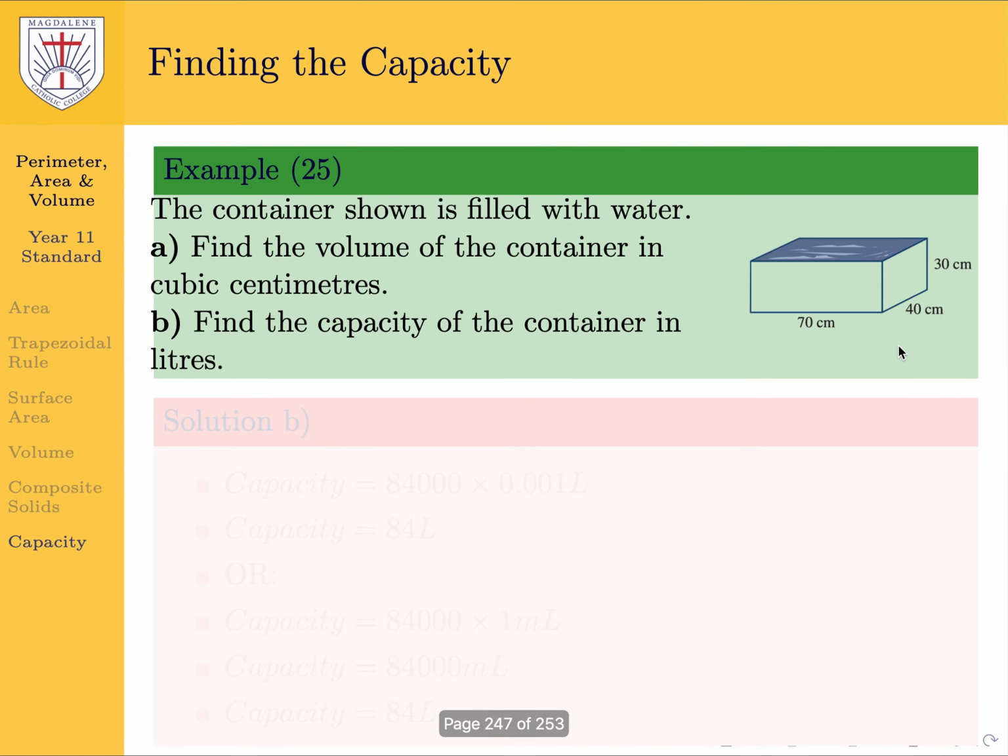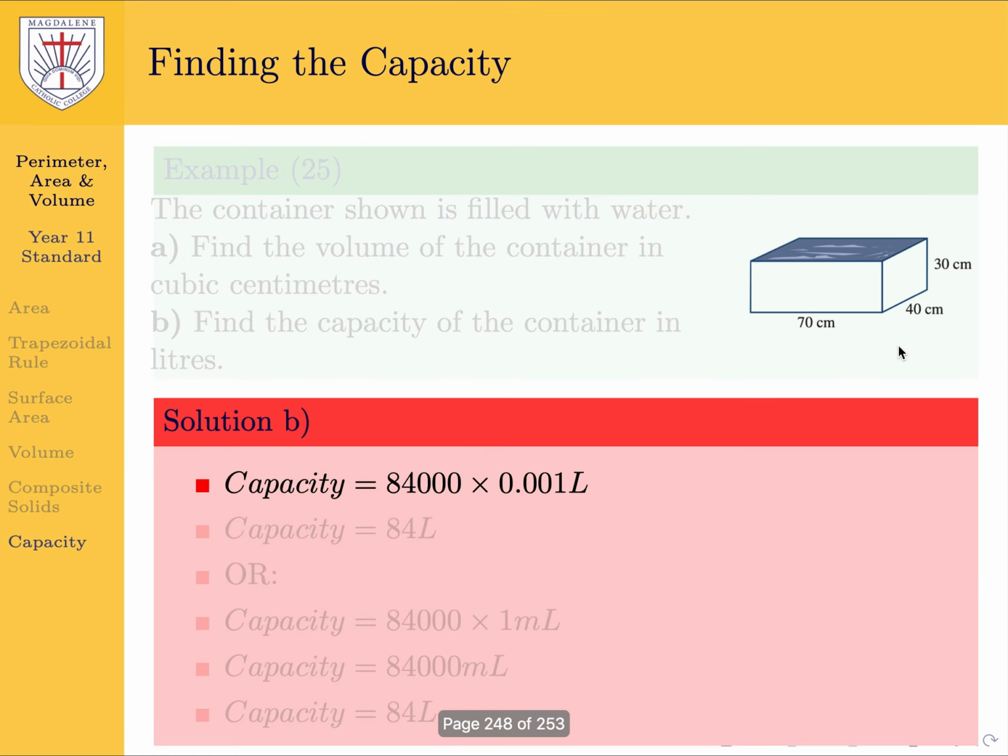For part B, we need to use that answer. So we can see here that the capacity from part A is 84,000. And there's actually a couple of ways of doing this, so I've just shown you two. So 84,000 times 0.001 litres, which you can see from that other slide, will give us the capacity in litres of 84.